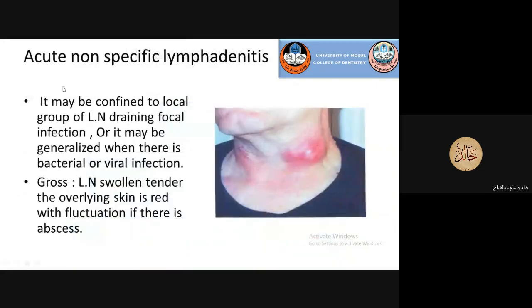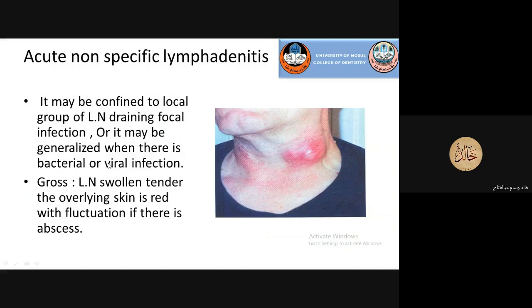So we will start with the acute non-specific lymphadenitis. We will start with the reactive condition. This reactive condition, as we said, is either acute or chronic. Acute, it could be confined to a local group of lymph nodes draining a focal infection, or it may be generalized when there is bacterial or viral infection.